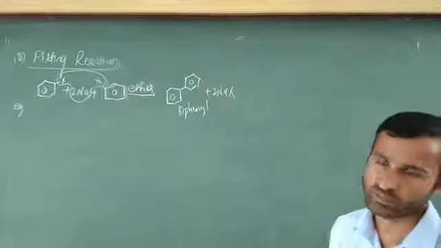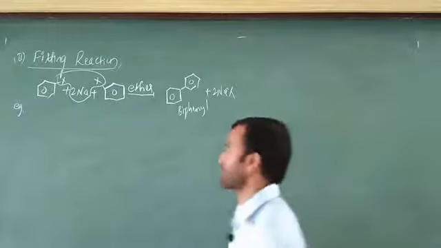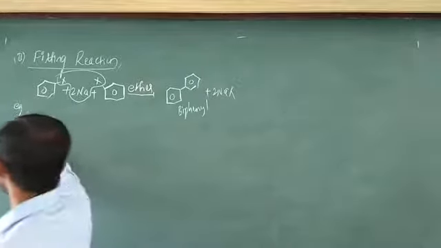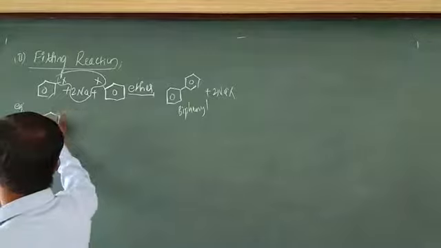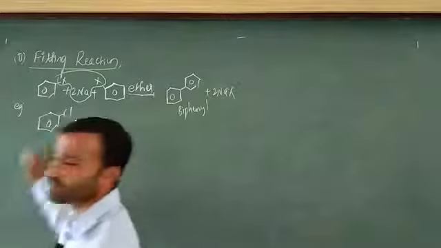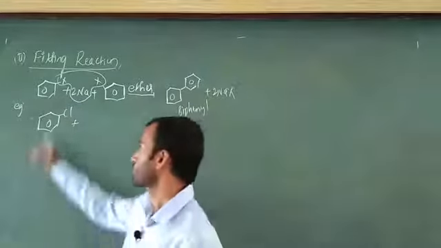That is the explanation for the Fittig reaction. Okay, next I am going to consider a particular example, which is very simple. This is Cl. What is the name of this one? Chlorobenzene. You must write the name.